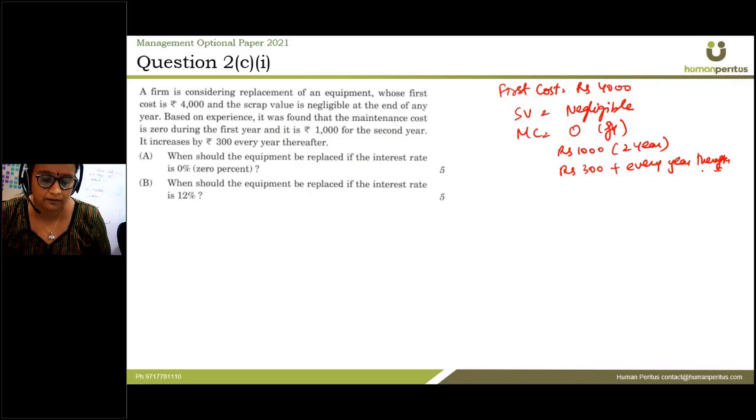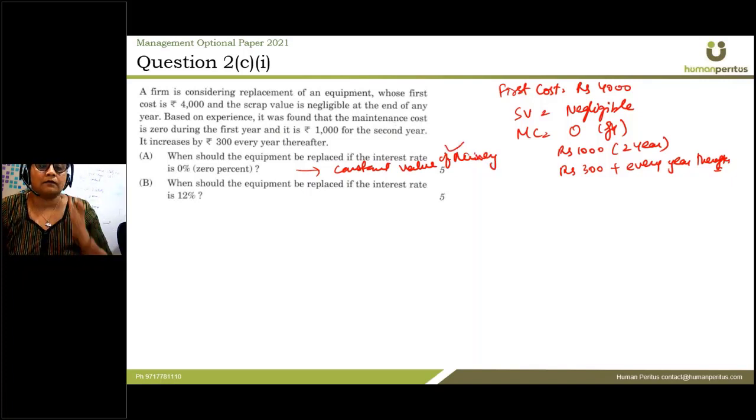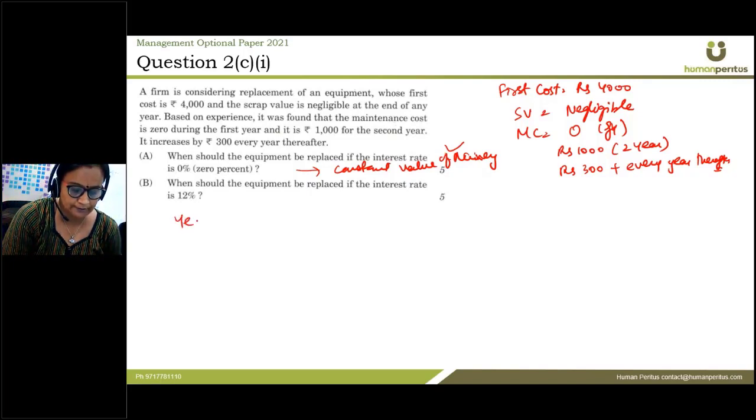Okay, where we need to take constant value of money, right? So no discounting factor is given, so that is why we are considering constant value of money. So we'll just tabulate it like this, year.